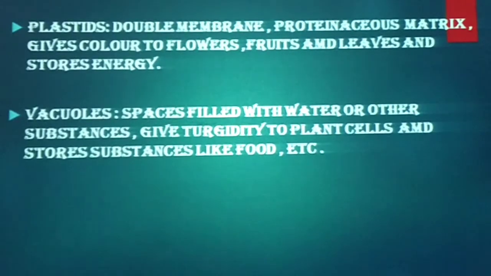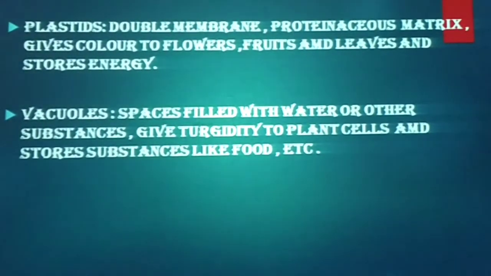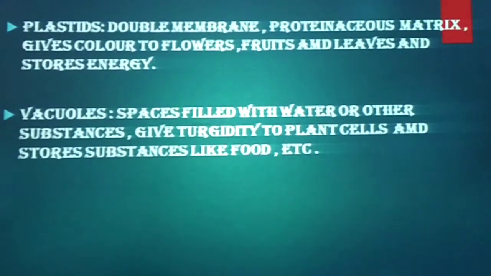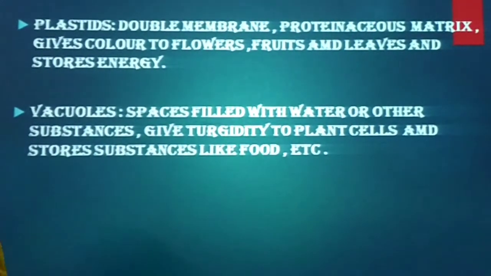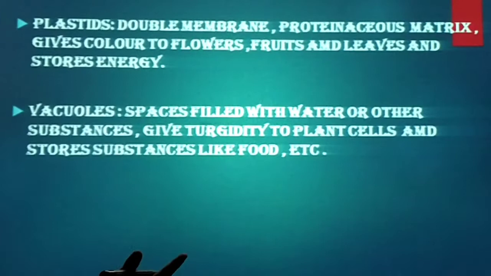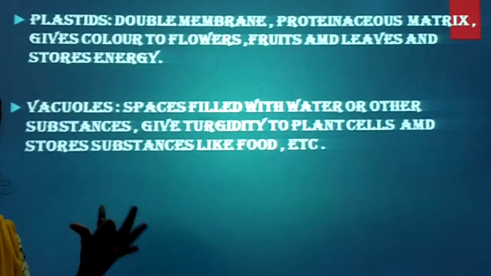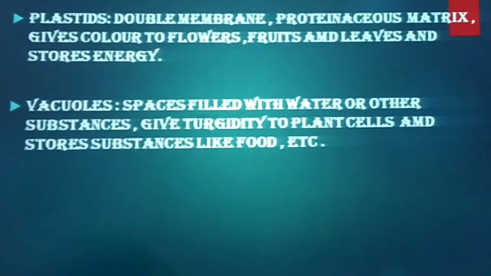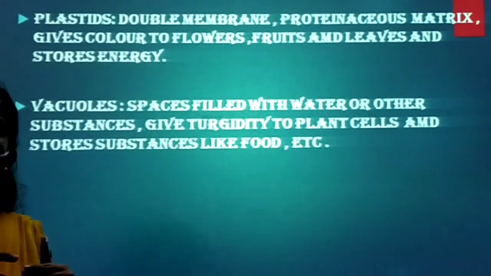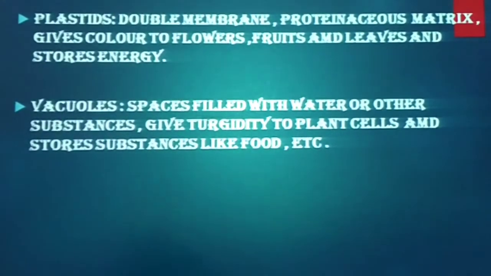Plastids have a double membrane and proteinaceous matrix, give color to flowers, fruits and leaves, and store energy. Now what does it mean? Plastids are, simply, special cell organelles present only in plants. These are of different shapes, maybe oval, spherical, disc-like or any form, mainly based on the color they impart to the plant or parts of the plant.